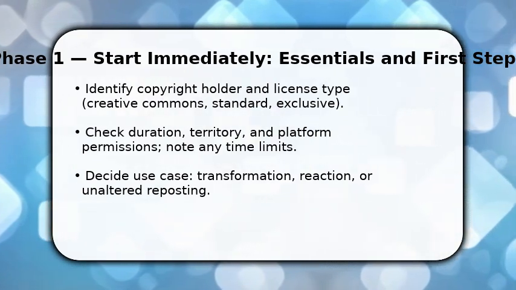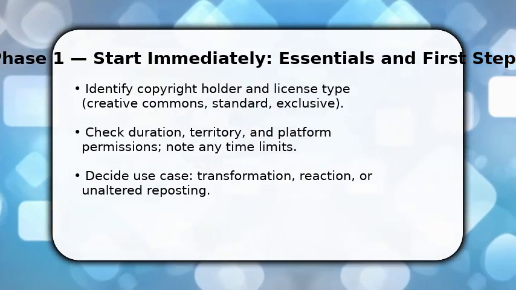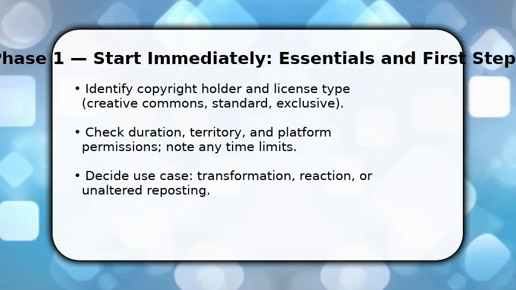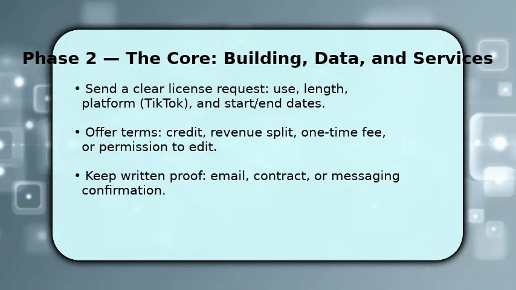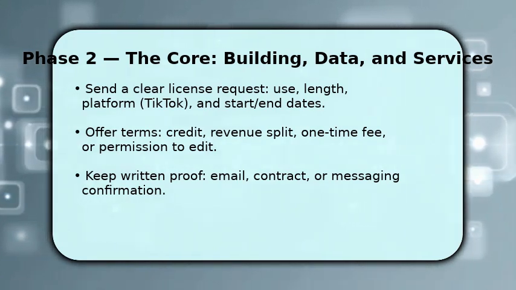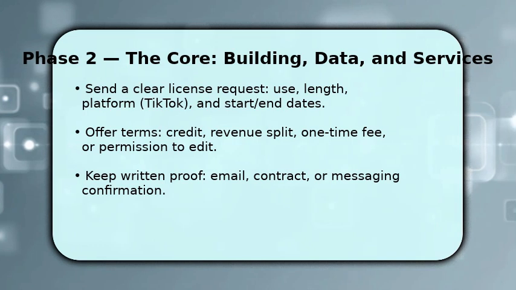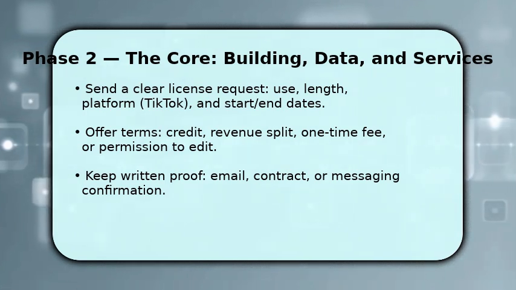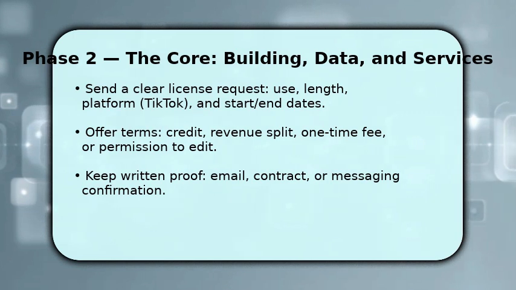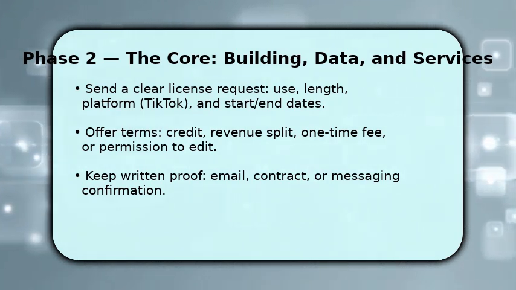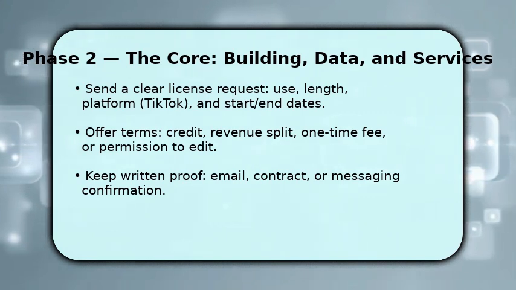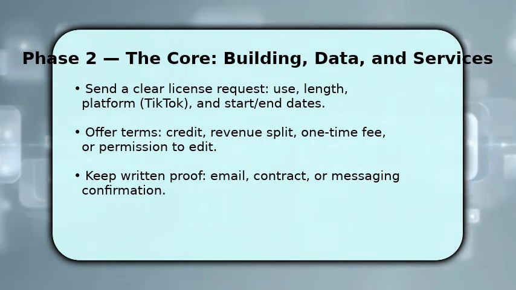Make sure to capture contact info for the rights owner now, because you'll need it for a license request or attribution step. You now secure permission or build a safe harbor approach. Draft a concise license request that states your exact use, clip length, TikTok as the platform, and start/end dates. Send it to the rights owner. Offer terms, credit, revenue split, a one-time fee or permission to edit, and negotiate until both agree.